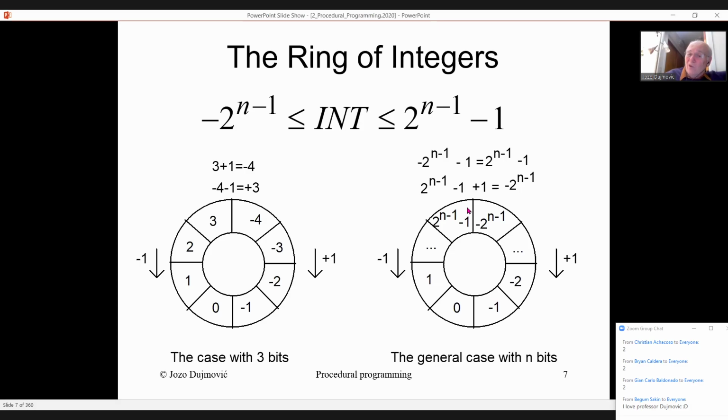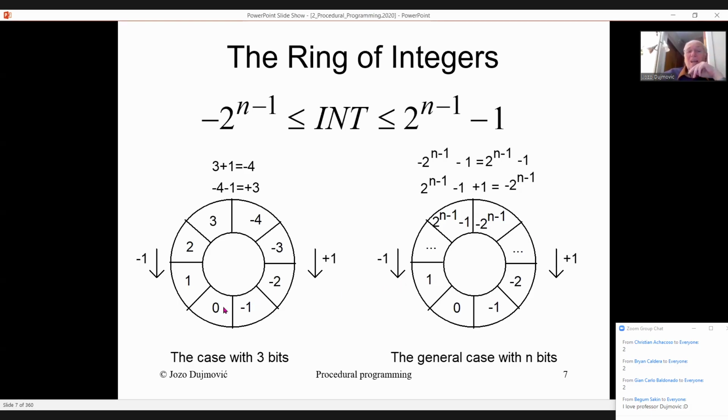If you add 1 to that, you get minus 2 to n minus 1. So you jump from positive numbers to negative numbers. And this can create terrible errors in your program. So you have to be very aware that this is never happening in your code. So that is why we are studying this here.